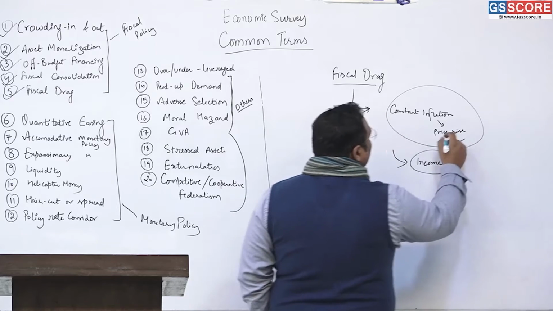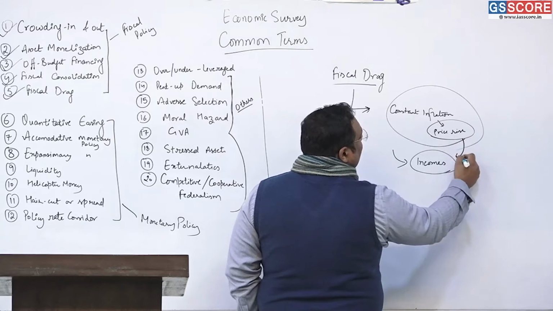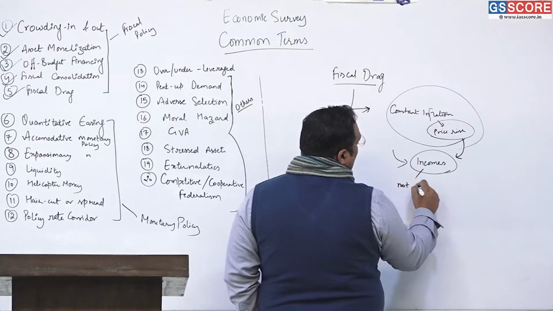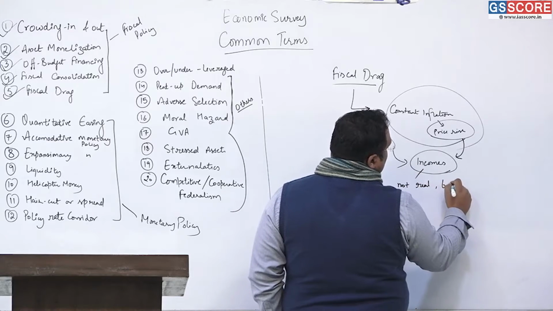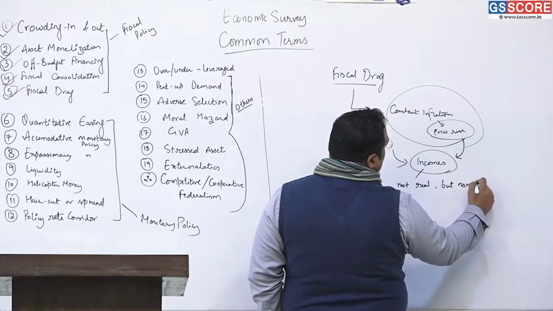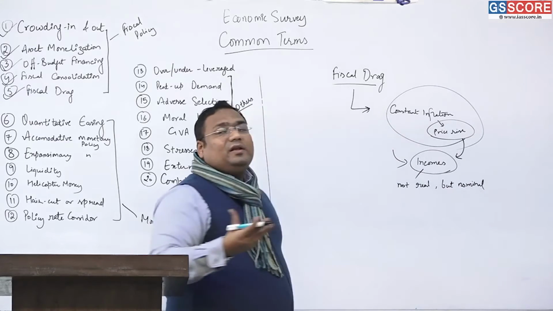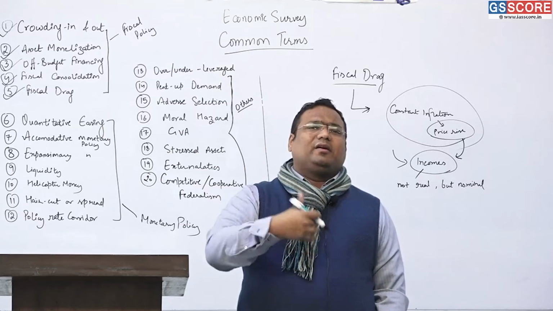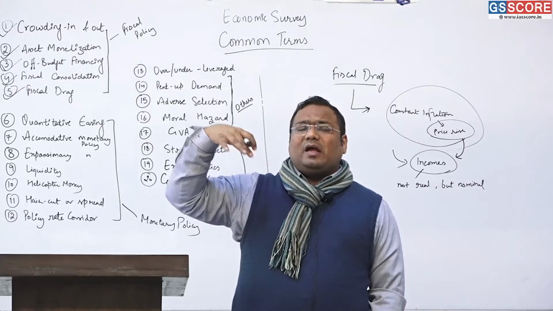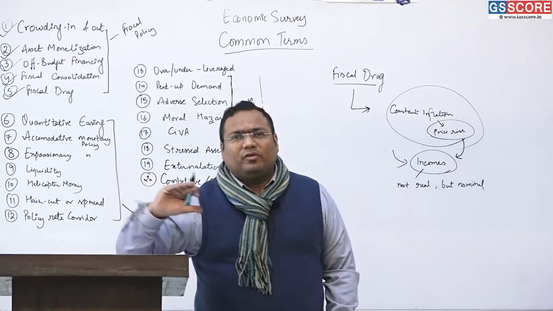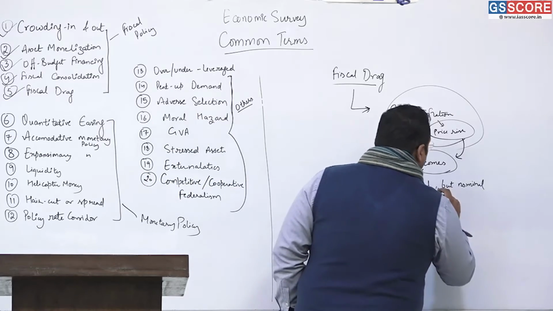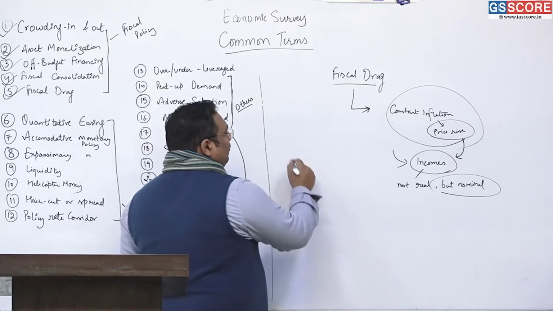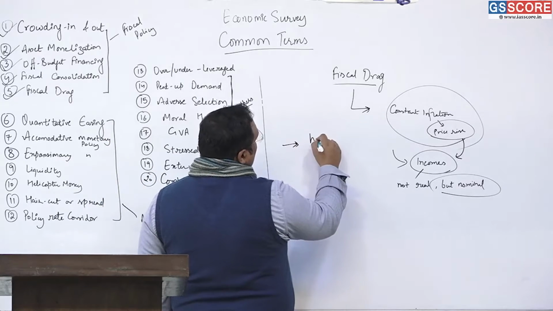So when prices rise, incomes also increase, not the real income, but the nominal income. Nominal, monetary, financial income is increasing, not the real income. Real income means that in actual purchasing power, there is no difference. Since nominal income increases, many people will come into higher tax slabs.